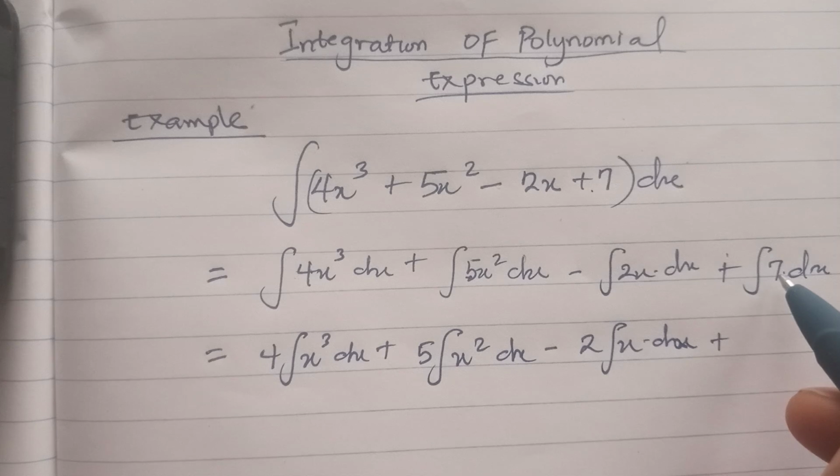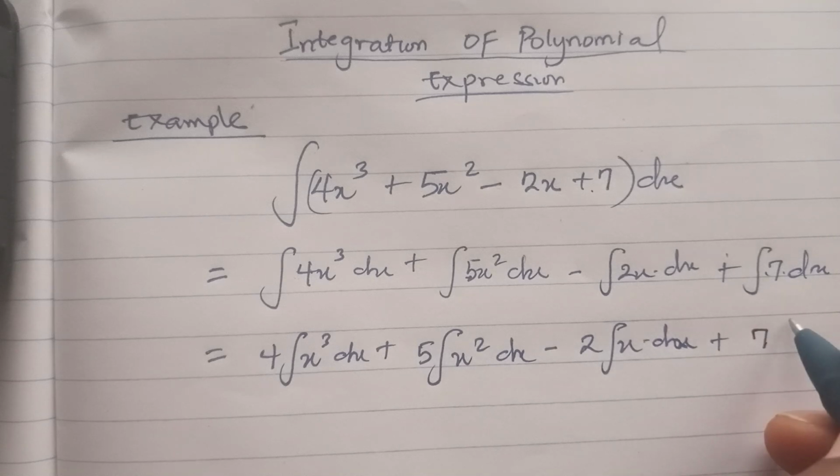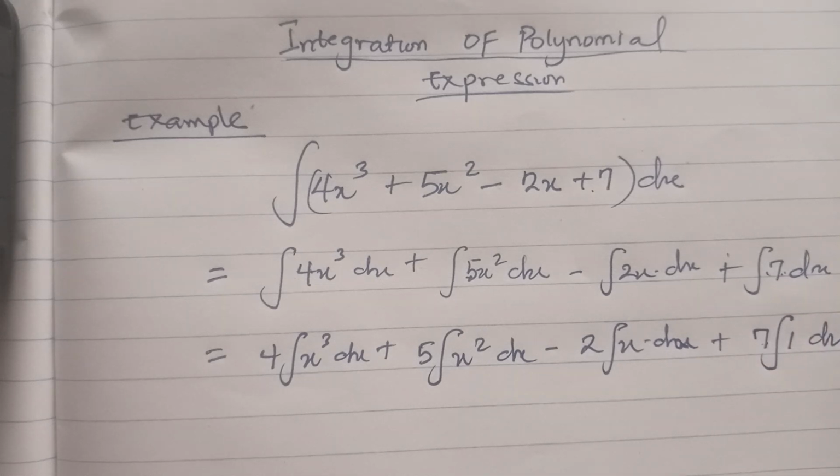Now what do we have here? 7. Now 7 is a constant, so when you bring it out, what's left here? 1, because if you take 7 back in, 7 times 1 is 7. So we say we have 1 here.